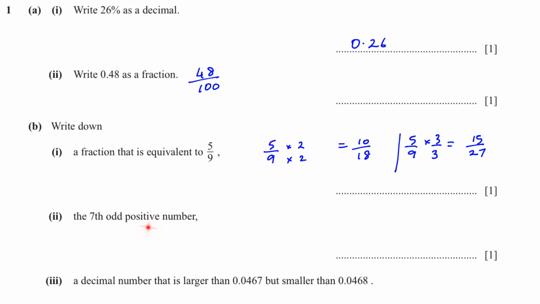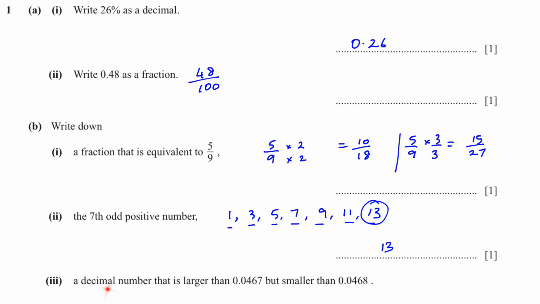B2, the seventh odd positive number. You know the positive numbers are 1, 3, 5, 7, 9, 11, 13. If you count 1, 2, 3, 4, 5, 6, 7, 13 is your seventh odd positive number.